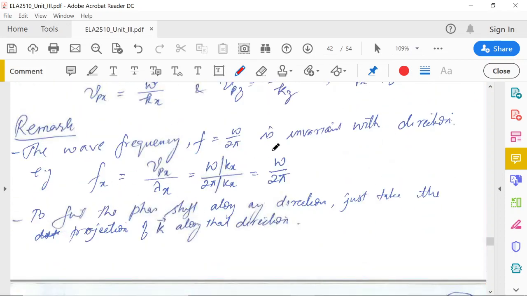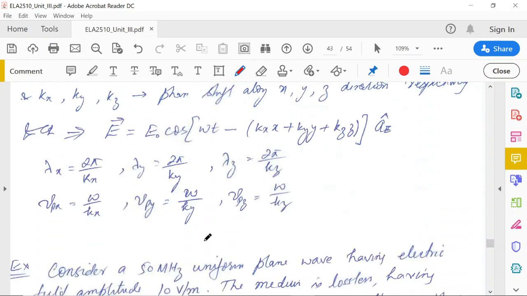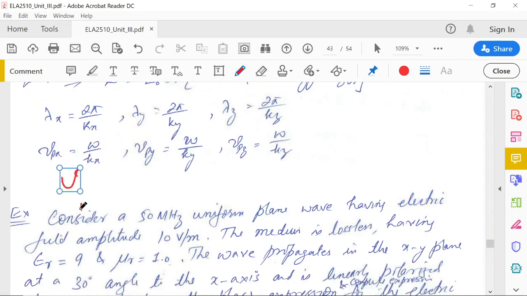However, the wave frequency, omega over 2 pi, is invariant. It will remain the same. So omega over 2 pi is the frequency, and the frequency will remain the same. So in three dimensions you can have these equations: lambda x is 2 pi over kx, lambda y and so on. This is correct because this is not the lambda x, this is the kx. So when lambda x is larger, kx will be smaller, so omega over kx will be larger. When you write this, it will be vpx.